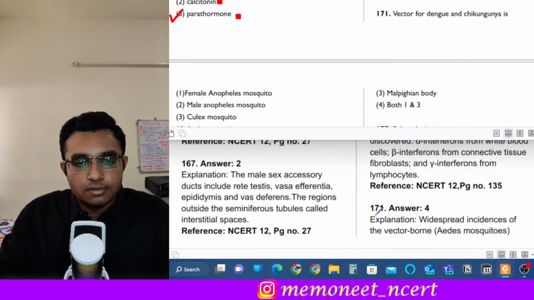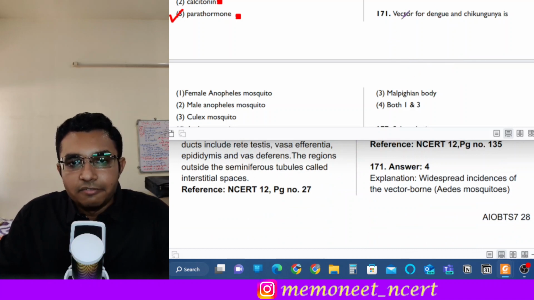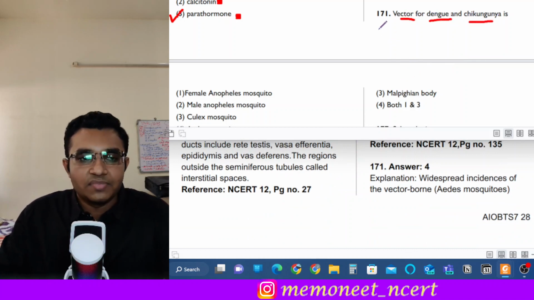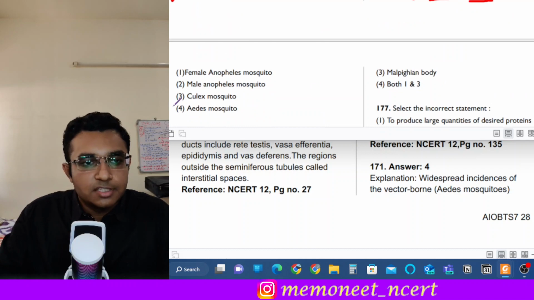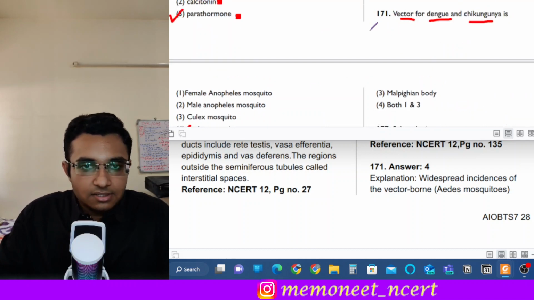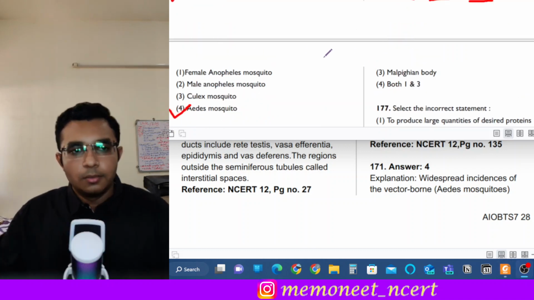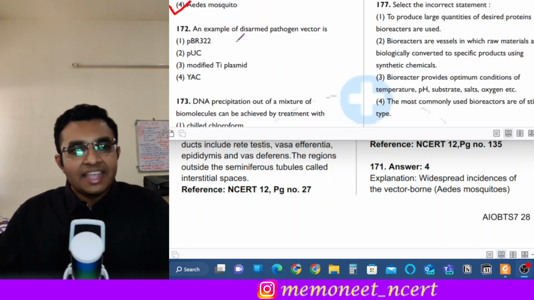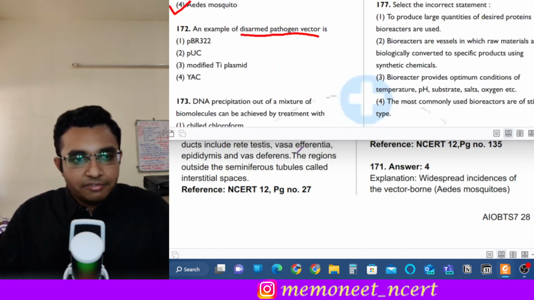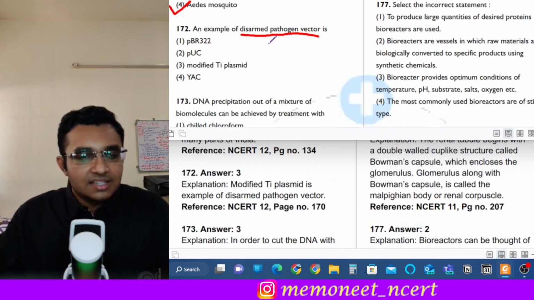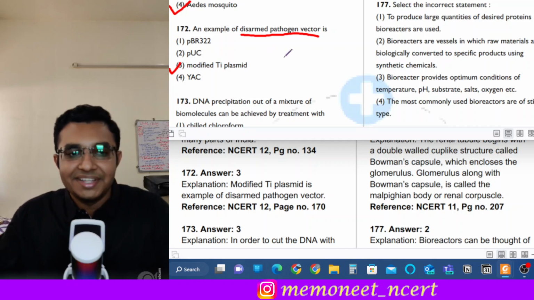The next question is question 171. The vector for dengue and chikungunya is. So you might be knowing this, that dengue and chikungunya spread by which mosquito? It spreads by the Aedes mosquito. So the correct answer of question 171 is option 4, that is Aedes mosquito. Moving on to the next question, question 172. An example of disarmed pathogen vector is. Okay, so an example of disarmed pathogen vector is the modified Ti plasmid or the tumor inducing plasmid. So the answer will be option 3, modified Ti plasmid.